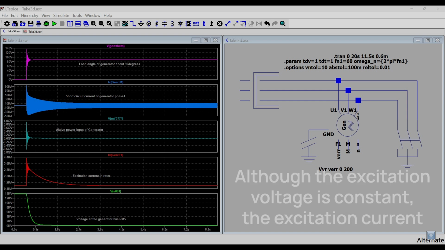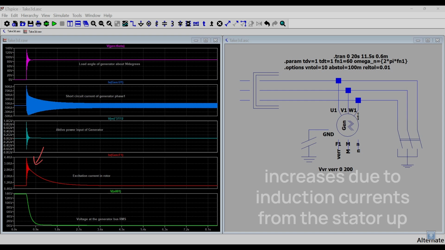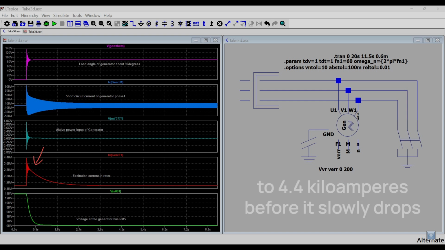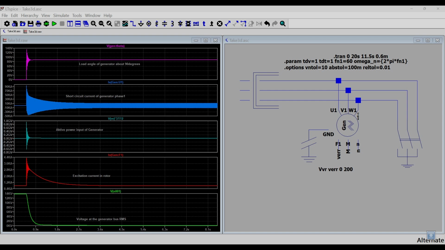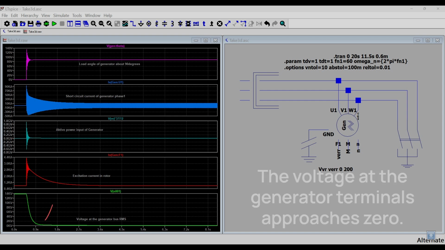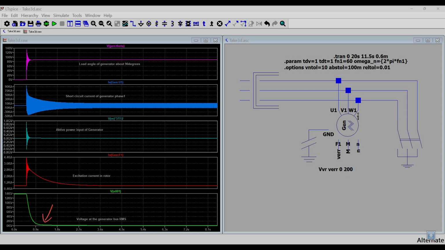Although the excitation voltage is constant, the excitation current increases due to induction currents from the stator up to 4.4 kiloamperes before it slowly drops back to the nominal value of 200 amperes. The voltage at the generator terminals approaches 0. The load angle of the generator is approximately 90 degrees.